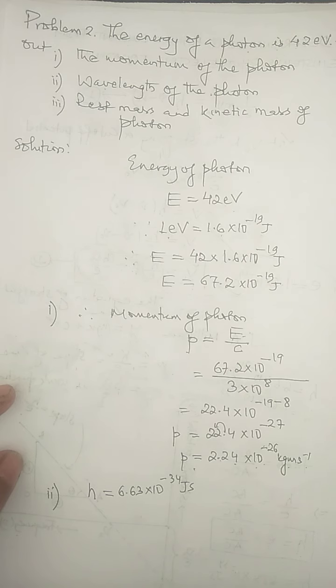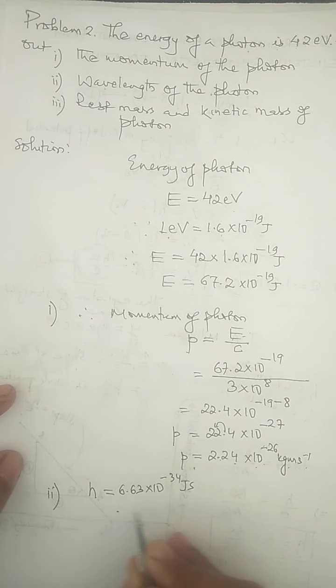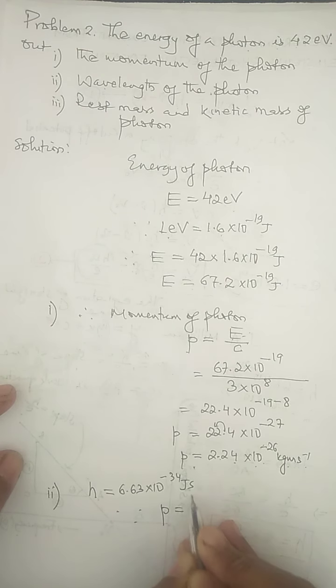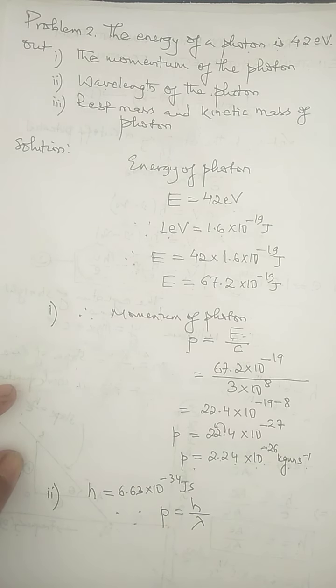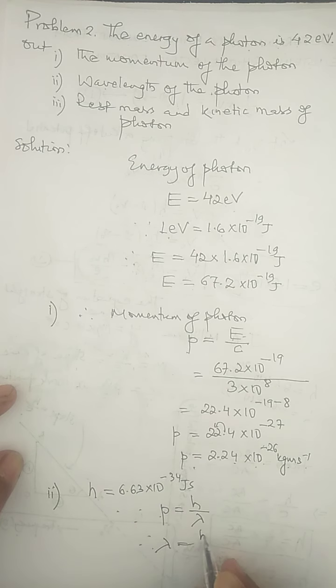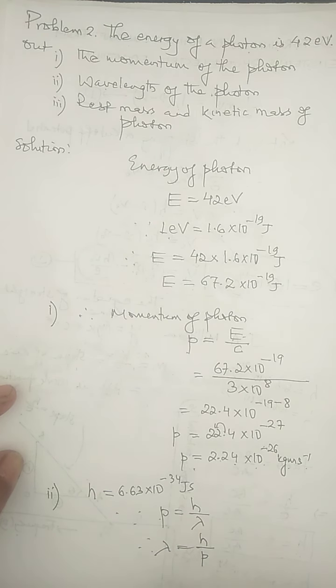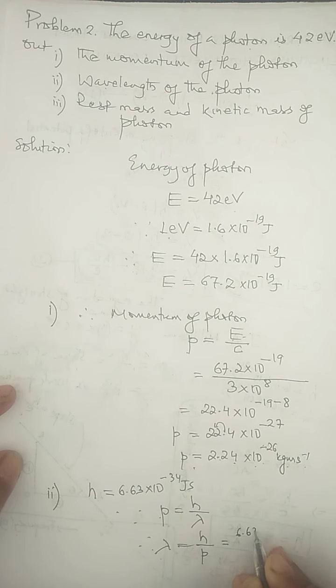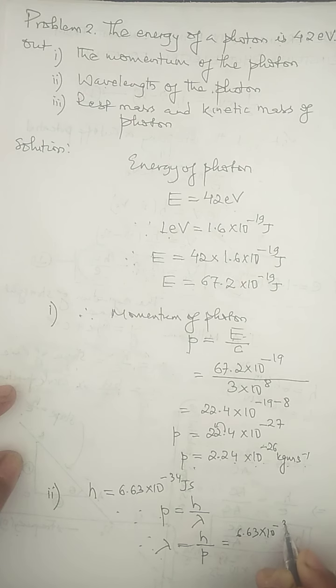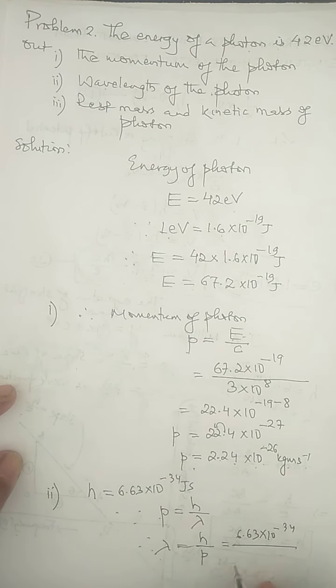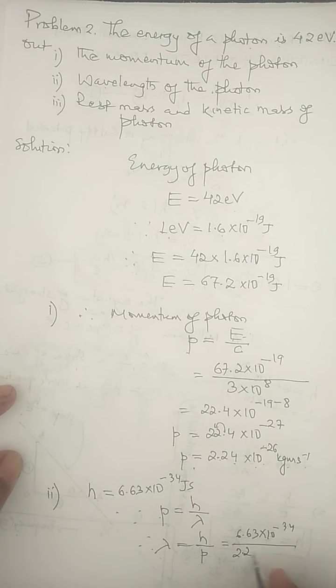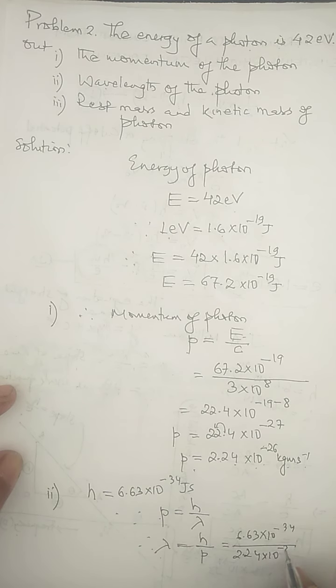Now to calculate the wavelength of the photon, there is a formula, P equals h by lambda. Children, look at this formula, because I am going to use it in the next chapter, matter waves, also. So P equals h by lambda means lambda equals h by P, just making lambda the subject. Let me substitute the value of h, 6.63 into 10 to the minus 34, whole divided by P, which is 2.24 into 10 to the minus 26.